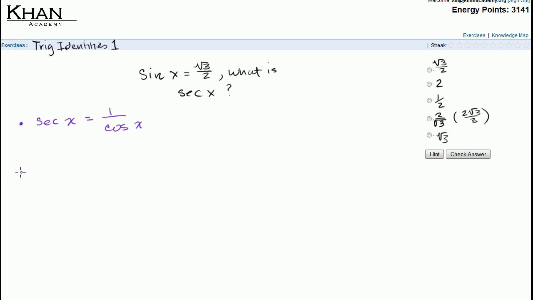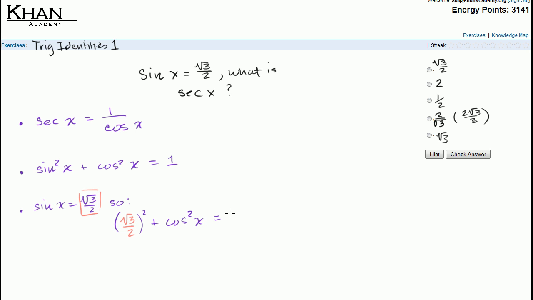The second hint we'll give them, we'll say, look, sine squared of x plus cosine squared of x is always equal to 1, the Pythagorean identity. If that's not enough, they can click hint again, and then they could say, well, sine of x is equal to square root of 3 over 2. We'll just substitute square root of 3 over 2 into this equation right there. And maybe we'll color code it. So when you put it into the equation, you'd say square root of 3 over 2, and then everything else can be in the regular color, squared plus cosine of x squared is equal to 1.